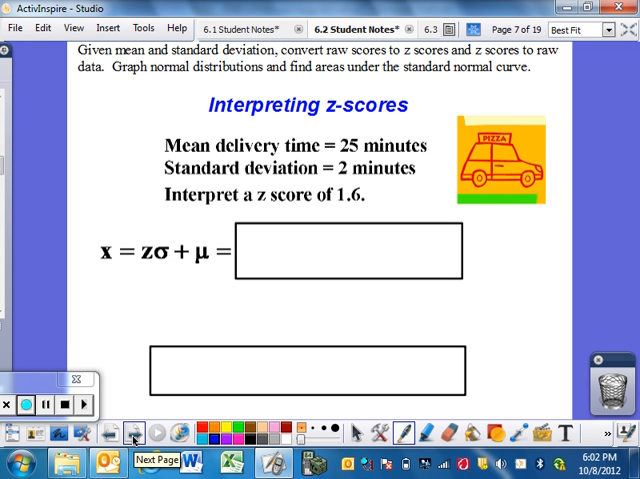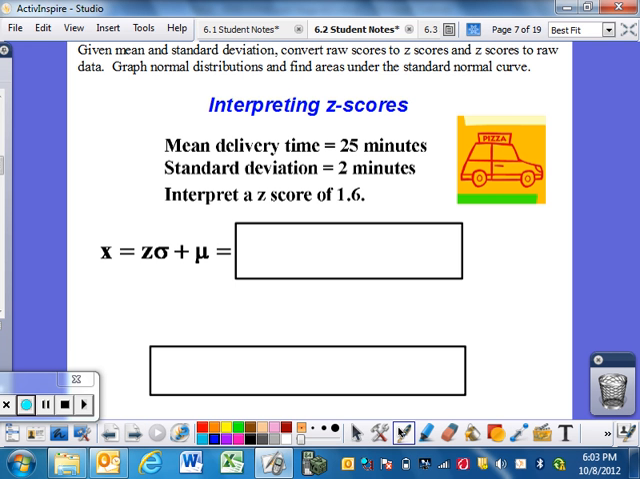So what happens if I go back to that same problem? Mean is 25, standard deviation is 2. And let's say I know that your z-score is 1.6, like you got 1.6 standard deviations above the mean. How long did it take you to get your pizza?